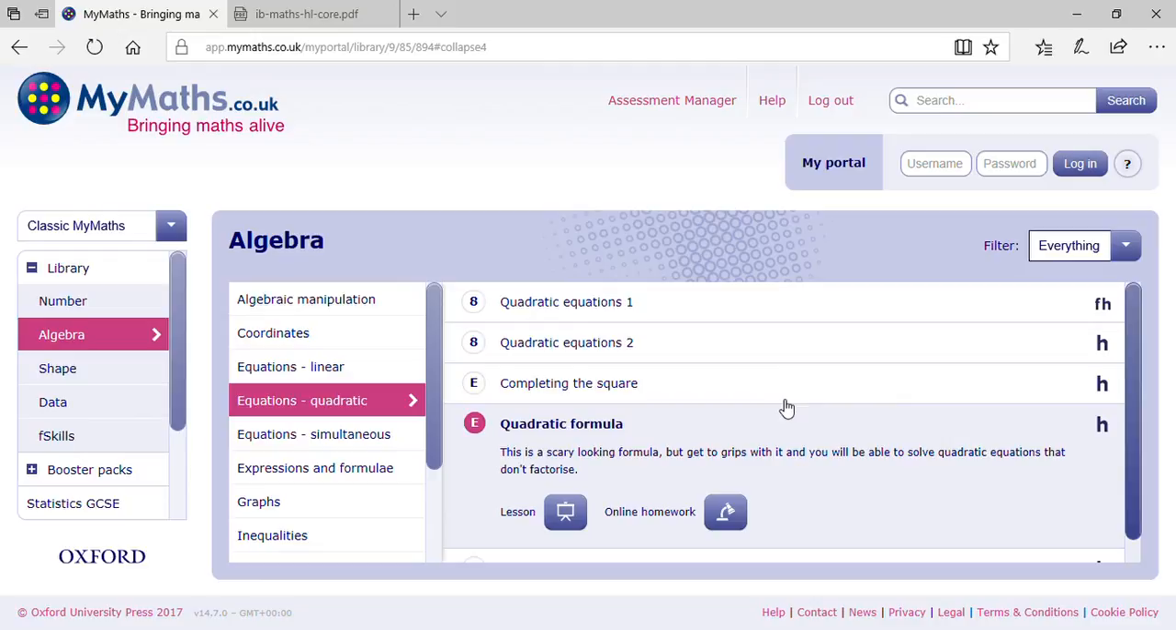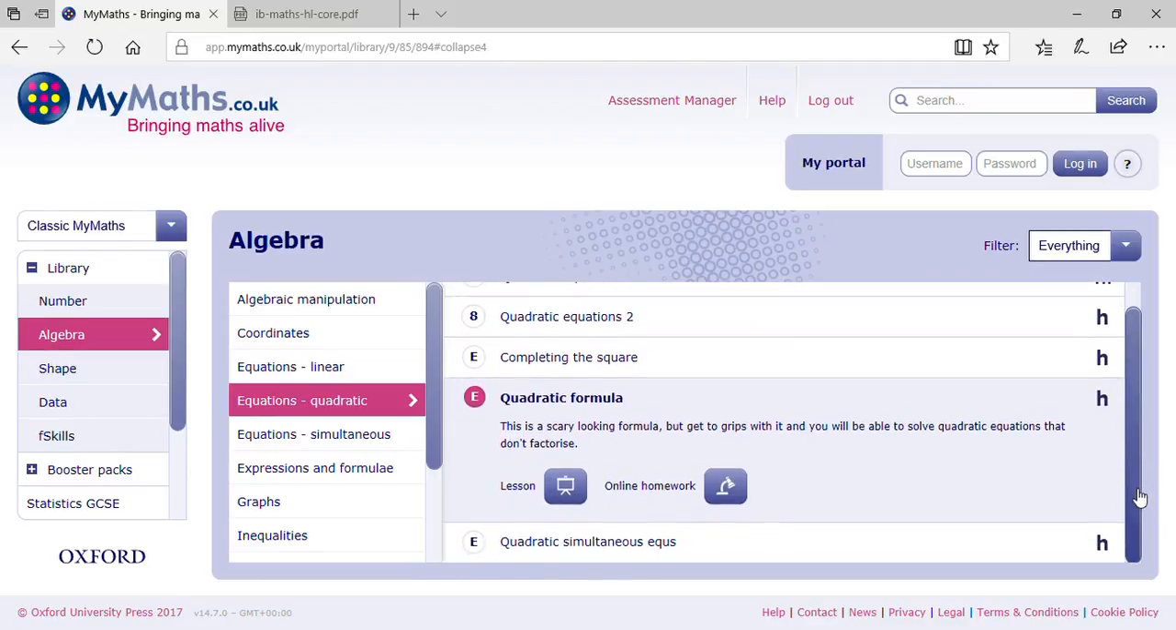Firstly, you can solve a quadratic equation by factorization. Secondly, you can solve the quadratic equation by the completing the square method. But as you are in 10th grade, in this one you will have to learn to solve a quadratic equation by the quadratic formula.